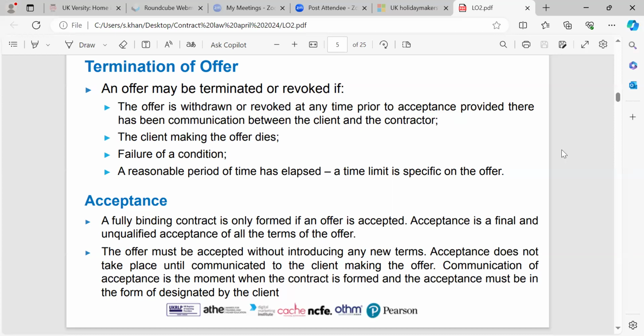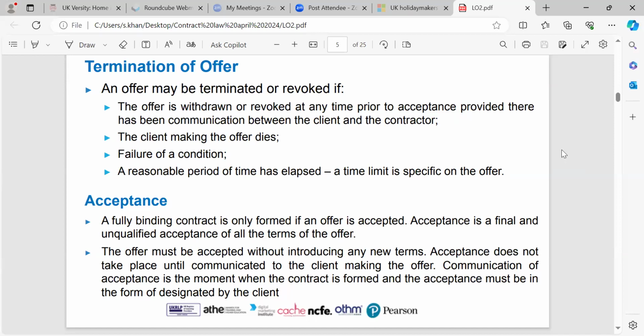In regards to acceptance, a fully binding contract is only formed if an offer is accepted. Acceptance is a final and unqualified acceptance of all of the terms of the offer. The offer must be accepted without introducing any new terms. Acceptance does not take place until communicated to the client making the offer. Communication of acceptance is the moment when the contract is formed and the acceptance must be in the form designated by the client. A contract will only be capable, as we mentioned, of being enforced if an offer has been accepted and an agreement reached between the parties.